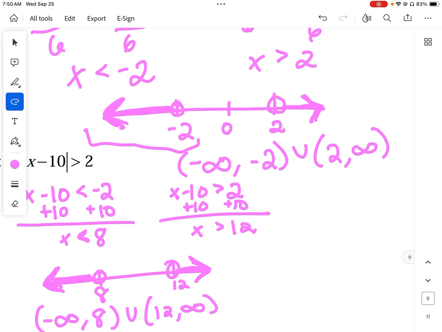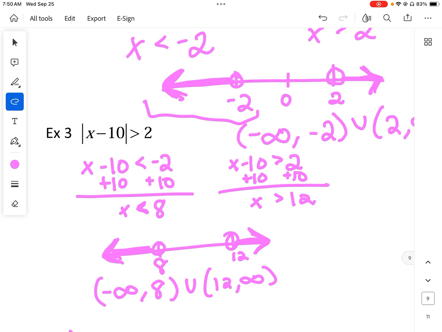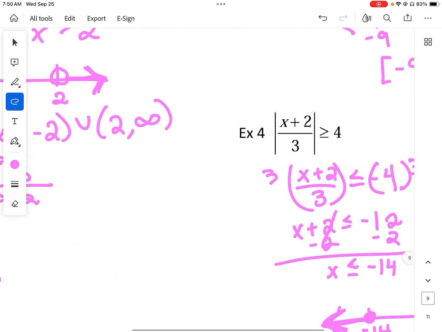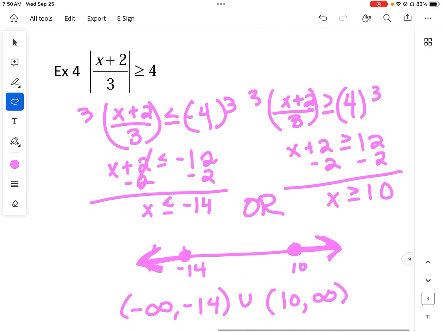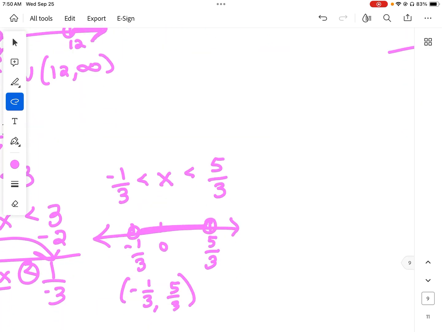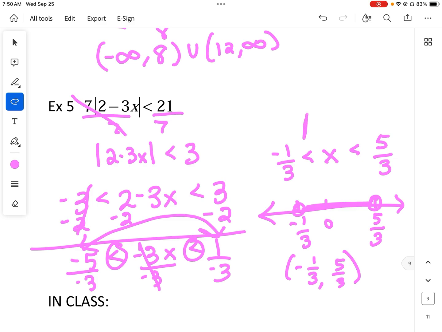The next one, number 3, it was greater than. And then we ended up with either it's less than 8 or it's greater than 12. It can't be both. This next one, it's also a greater than, so this is an or. So it's either less than or equal to -14 or it's greater than or equal to 10. And this last one was a less than symbol. It's between these two numbers, so this is an and symbol. All right, so go ahead and try the in-class problems.